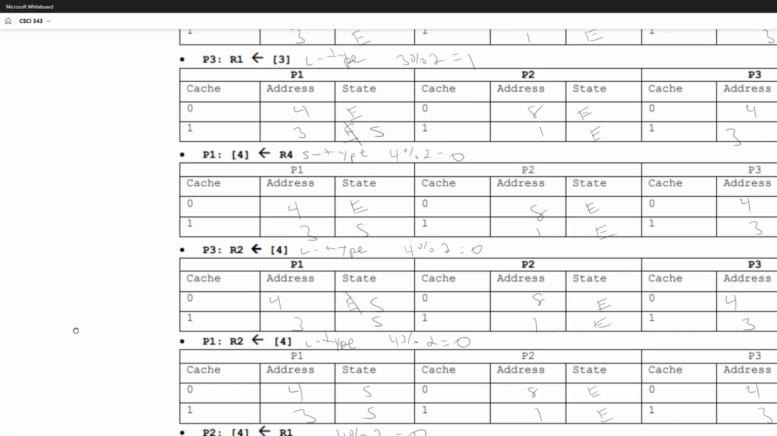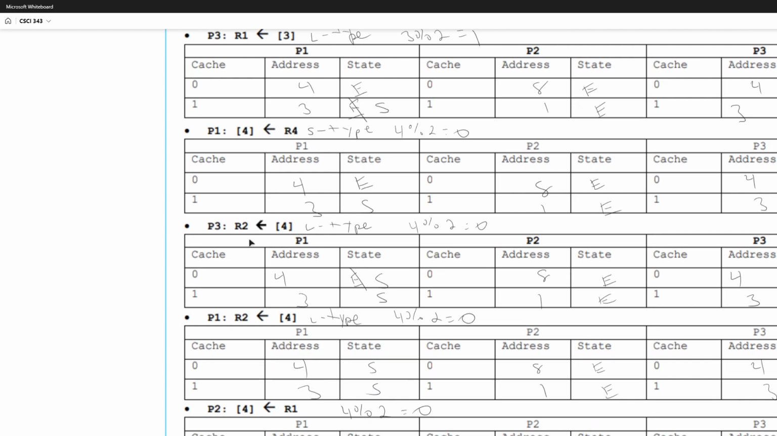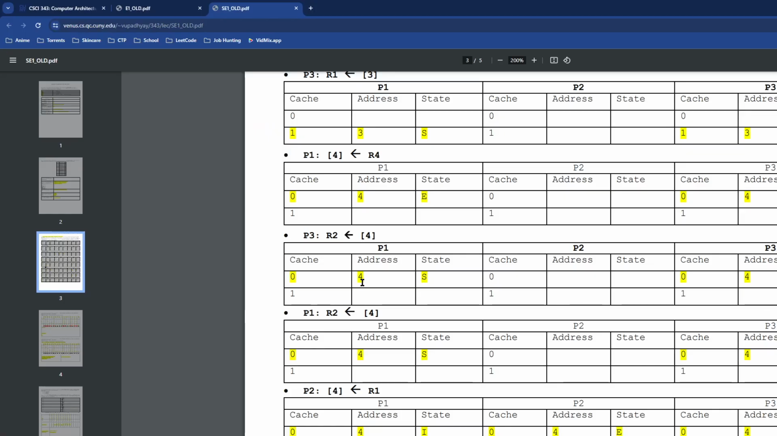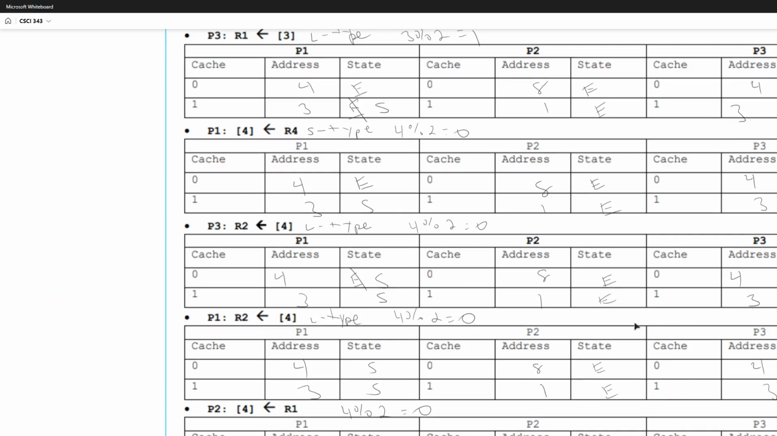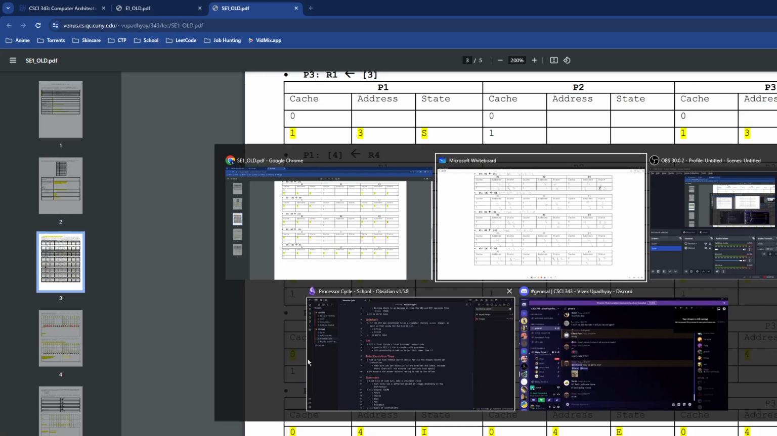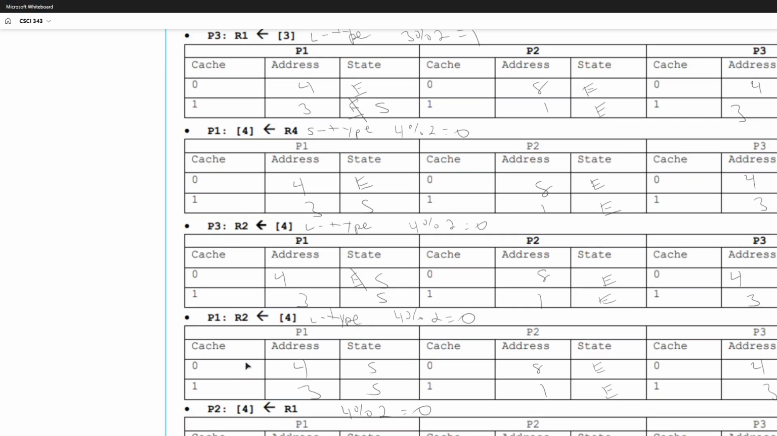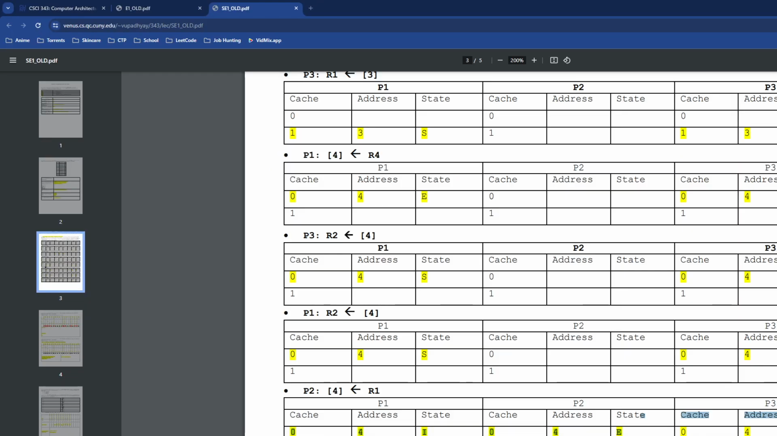It's good. Processor 3, R2 goes from exclusive to shared. From invalid to shared. That's right. For shared, shared, and then last one, invalid, 0, exclusive, and invalid. Okay, that's right.